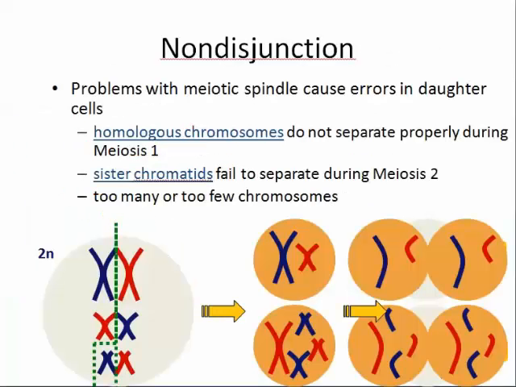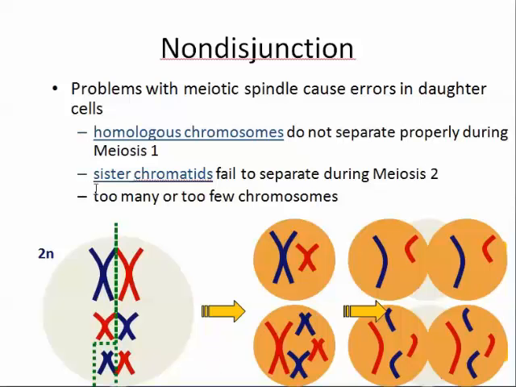So the very first one we're going to talk about is nondisjunction. There's two ways that nondisjunction can happen. It can either happen in meiosis 1 or it can happen in meiosis 2. So the first problem is that homologous chromosomes do not separate properly during meiosis 1, or the sister chromatids fail to separate during meiosis II.